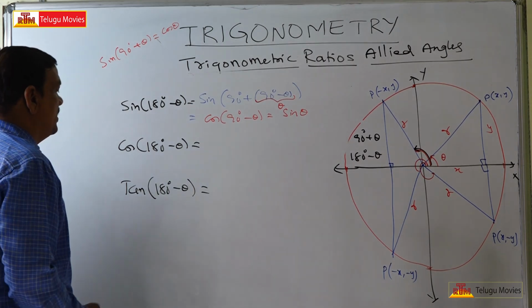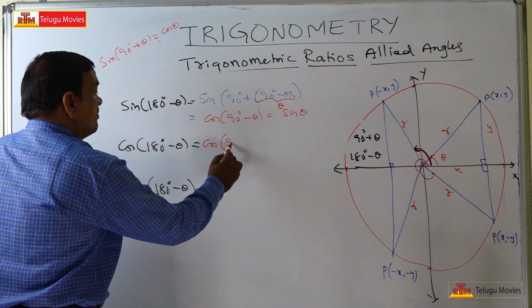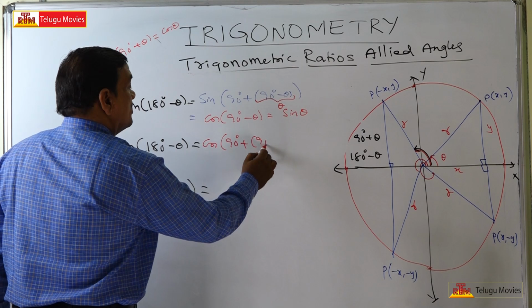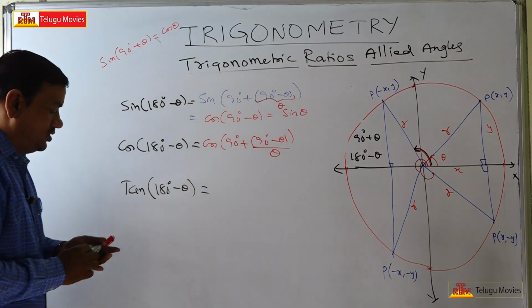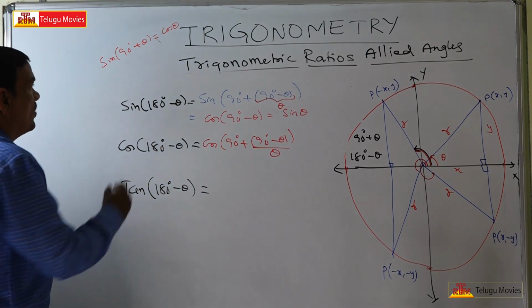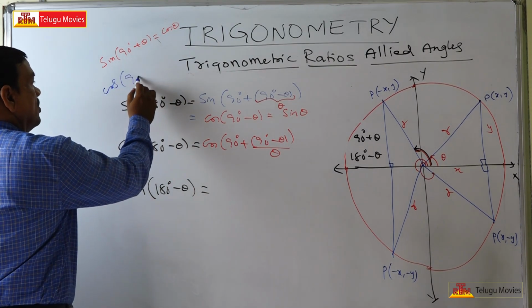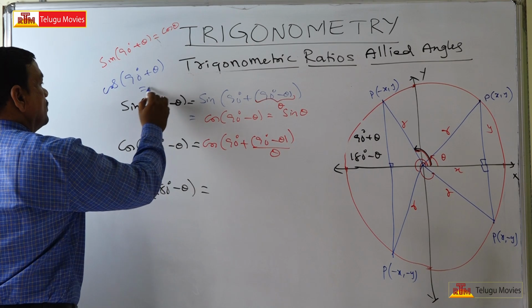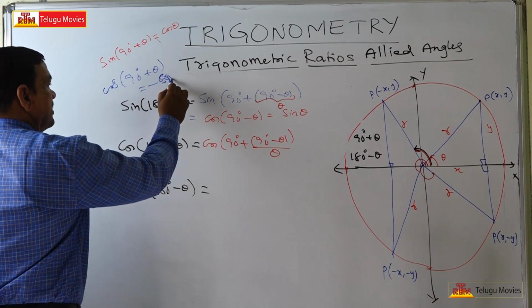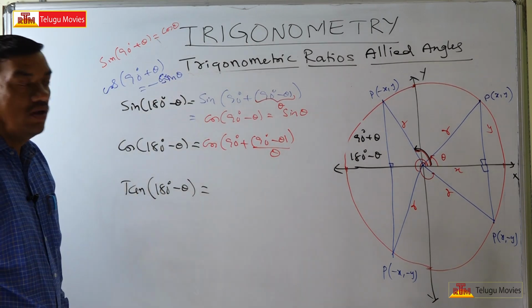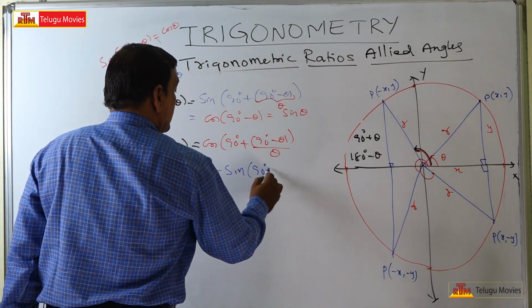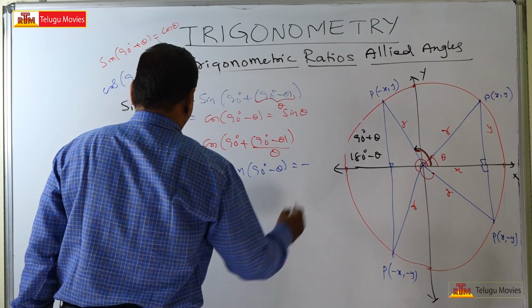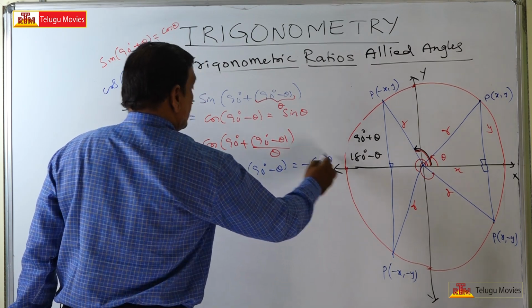Similarly, cos of 180 minus theta means 90 plus 90 minus theta. You call it theta. Just now we proved that cos of 90 plus theta is equal to minus sin theta. So this is equal to minus sin of 90 minus theta. This is equal to minus cos theta.